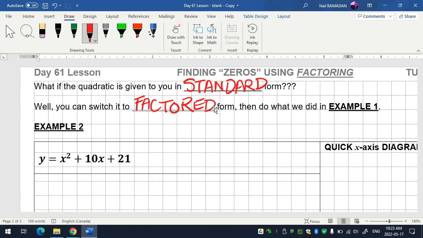But that means you have to do what? You have to do factoring, which is what we did a few times last week. Sometimes you need that. Sometimes you can go straight to what? To simple. Again, depends what I give you. You're absolutely right.